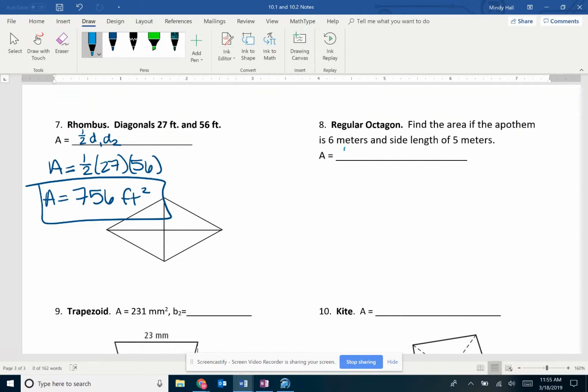Okay. For a regular octagon, our formula is 1/2 A times P, and I should make that a capital P. By the way, notice that you have two A's in this formula, so just make sure that you're careful that you're using uppercase and lowercase. We know that the apothem is 6 meters, so we have 1/2 times 6. For my perimeter, my side length is 5, and this is an octagon, which tells me it's 8 sides, so 5 times 8 is 40. When you multiply everything together, you get 1/2 times 6, which is 3, and 3 times 40 is 120.